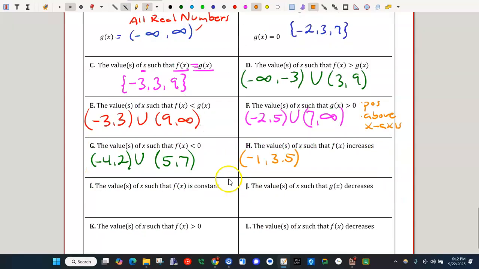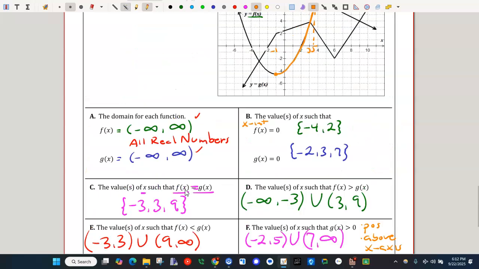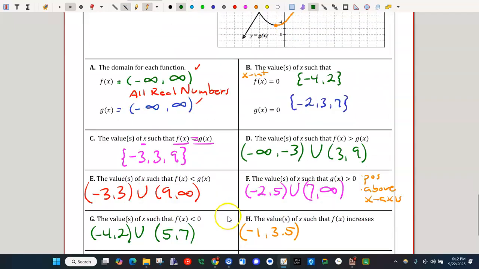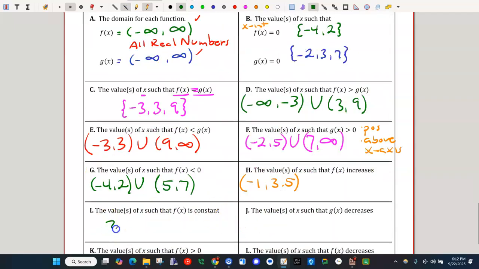Good. Next, we have the value of x such that f of x is constant. Okay, that's the next part. So we have constant is just horizontal, right? Not up, not down. It's like a neutral. So that's from -3.5 that we just found to 6. Actually, no, it's positive 3.5. Yeah. 3.5 to 6.